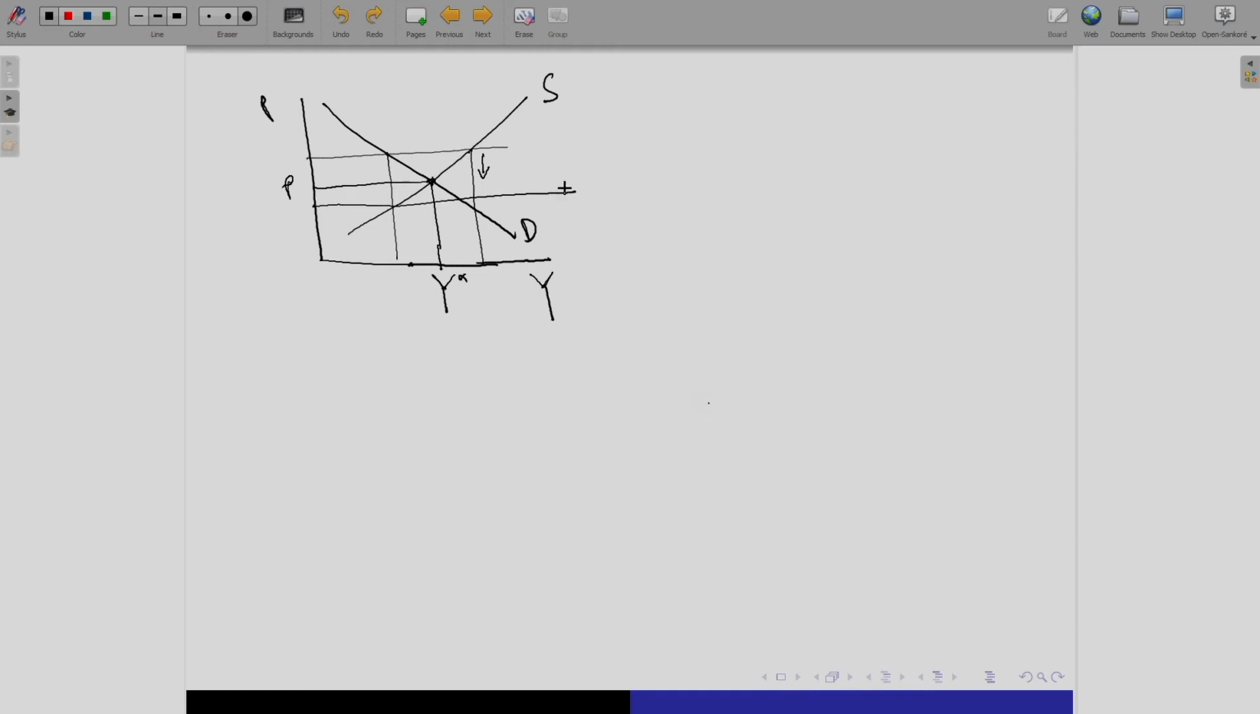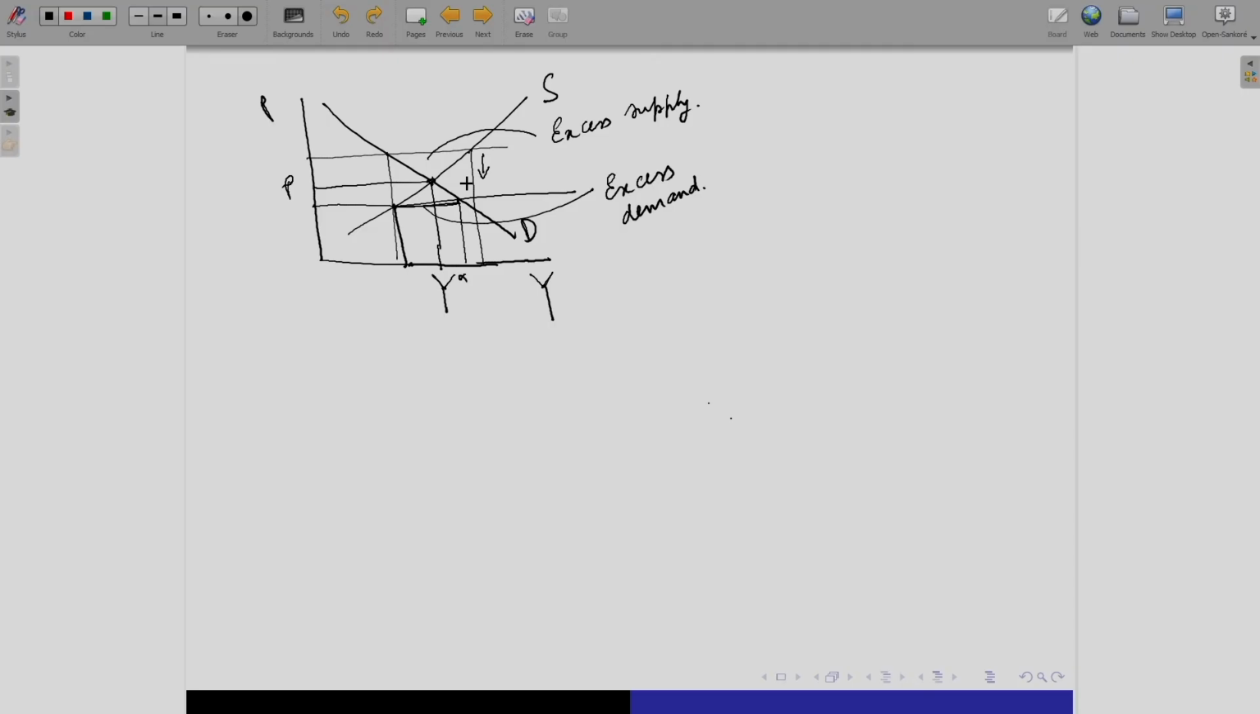If the price is here, at this price quantity demanded is this much and quantity supplied is this much. So, there is excess demand which is this much. Right, and this is the excess supply. Whenever there is excess supply, the price will fall, and whenever there is excess demand, price is going to rise. And this whole thing is going to happen instantaneously, instantly.